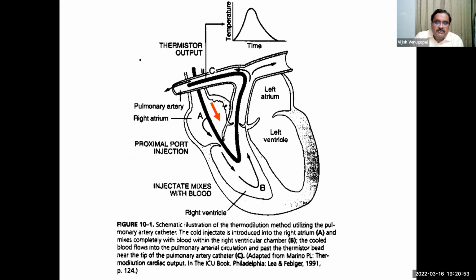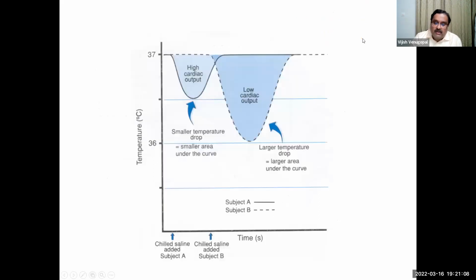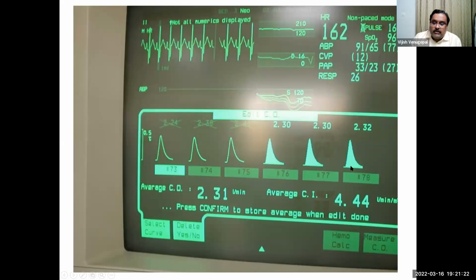And what happens here is you inject room temperature saline into the right atrium, and at the tip there is a thermistor which detects the change in temperature, and the area under the curve is inversely proportional to the rate of blood flow in the PA, which is equal to the cardiac output. So you can see here, if you have a high cardiac output, you have a smaller area under the curve. And if you have very low cardiac output, you have a larger temperature drop leading to a larger area under the curve. And 3 readings are taken together and the average is displayed on the monitor.